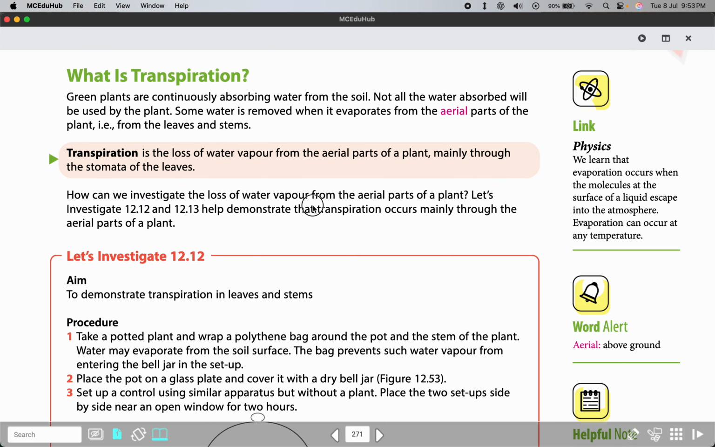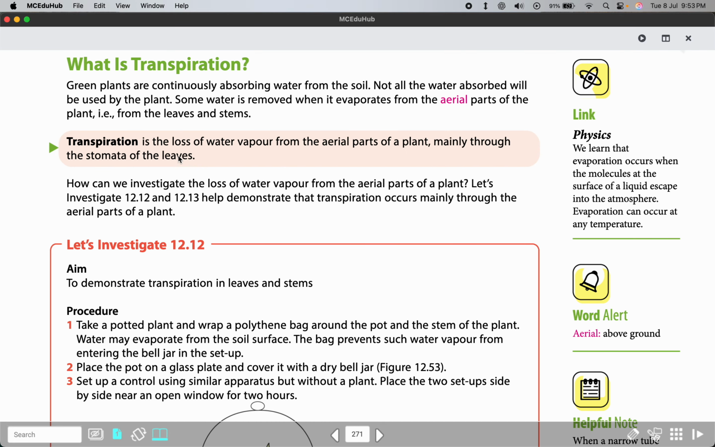So what is transpiration? Now, if you have ever been to a forest and you feel like, how come the air feels so humid? One of the reasons why is because the plants are constantly transpiring around you and they're releasing water vapor out from the leaves. So the green plants absorb water from the soil, but not all of the water that's absorbed will actually be used up by the plant.